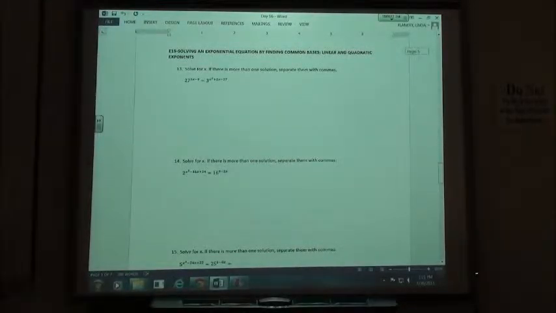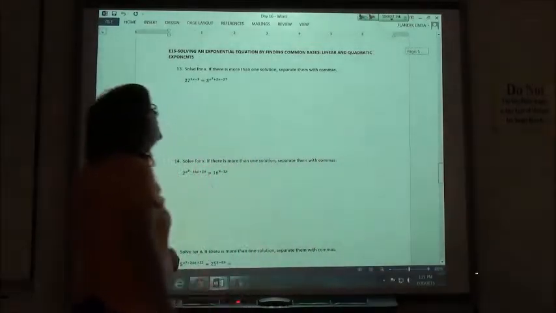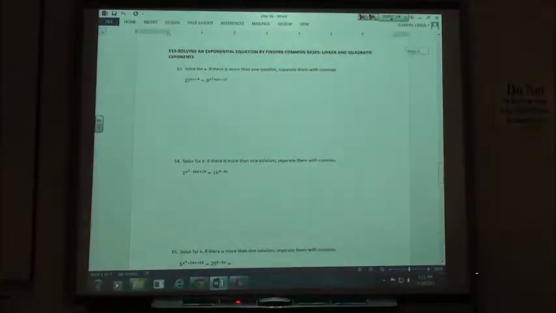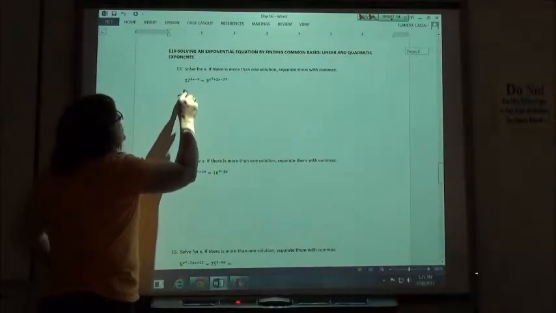13, 14, 15, continuing on with finding a common base. This time our exponents have quadratic expressions in them also. So really doing the same thing, trying to rewrite them with a common base if we possibly can. So 27 is 3 to the third.